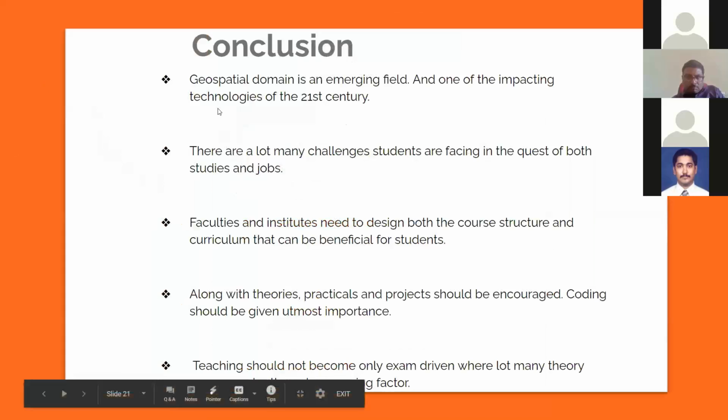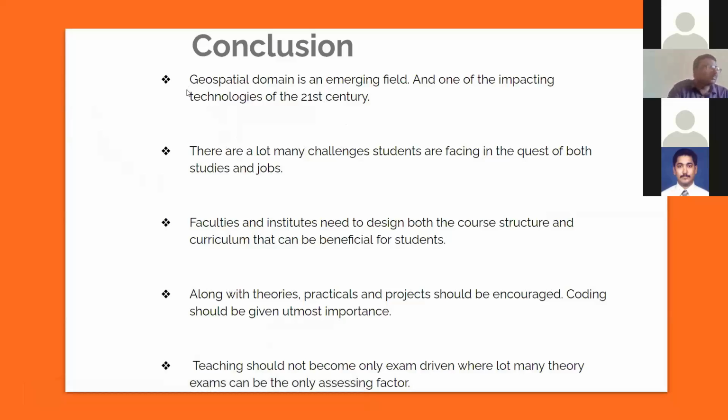Now, the conclusion. I have concluded in a short slide that the geospatial domain is an emerging field and one of the impacting technologies of the 21st century. No one can deny that the geospatial domain is making its importance felt, whether in smart cities, agriculture, climate studies, disaster management, and many other things. But this needs to be encouraged by both the government and the private sector. And there are many challenges students are facing in the quest for both studies and jobs. This is also not deniable; it is a fact we need to accept.